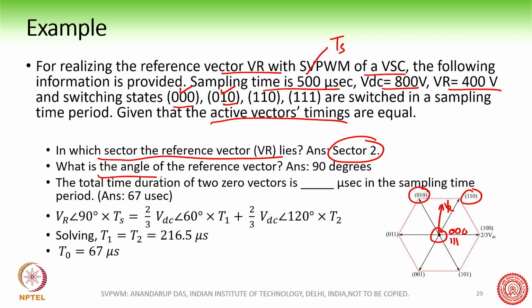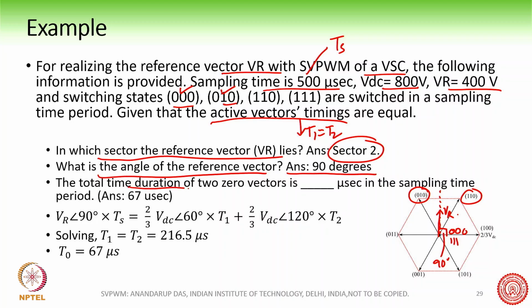Now the second question, what is the angle of the reference vector? Here T1 is equal to T2. If T1 is equal to T2, what does this mean? It means that the reference vector must be lying on this line, which for this equilateral triangle is passing through the median of the equilateral triangle. So this angle must be 90 degrees. What is the angle of the reference vector? The answer is 90 degrees.